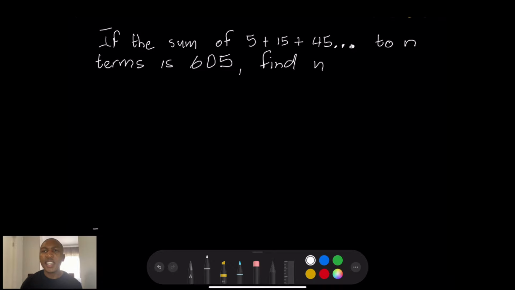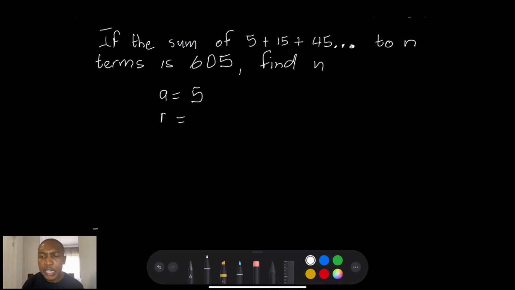All right, let's take this as our next example. Let's say the sum of 5, 15, and 45 to n terms is 605. Find the value of n. So there are two things that we need to establish here. What is our a value? Without any waste of time, we know our a value is 5.